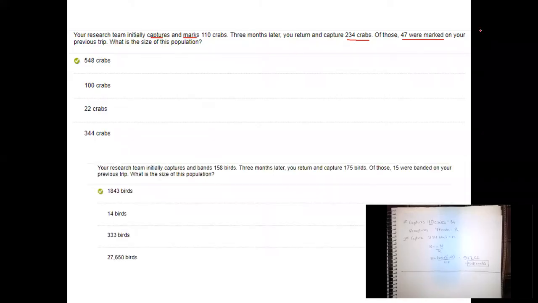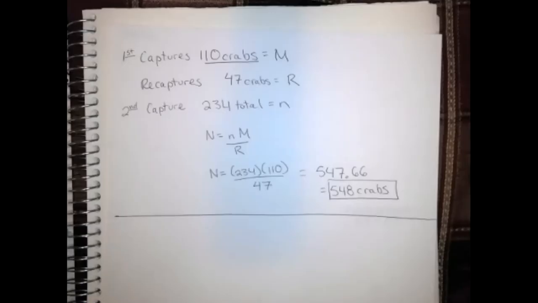Let's try a second problem. Now your research team captures 158 birds. Three months later, you return and capture 175 birds. Of those, 15 are recaptured. So let's write this out.